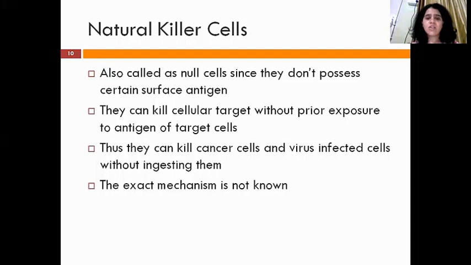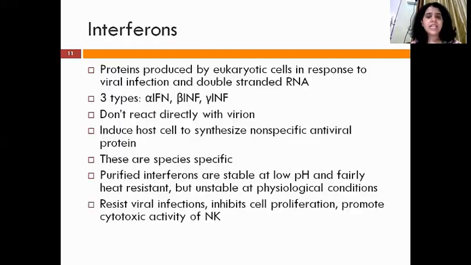Antigen and all things are not required. It is usually applicable for cancer cells and virus infected cells, but the exact mechanism of how they work is still not known. Next is the interferons. Interferons are usually proteins which are produced by eukaryotic cells on exposure to viral infections and double-stranded RNA. So if you get a double-stranded RNA viral infection, then the body will produce some proteins which are called interferons. These interferons are further divided into three classes: alpha, beta, and gamma.